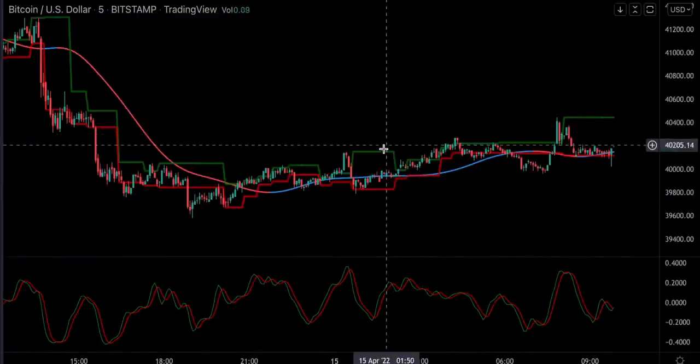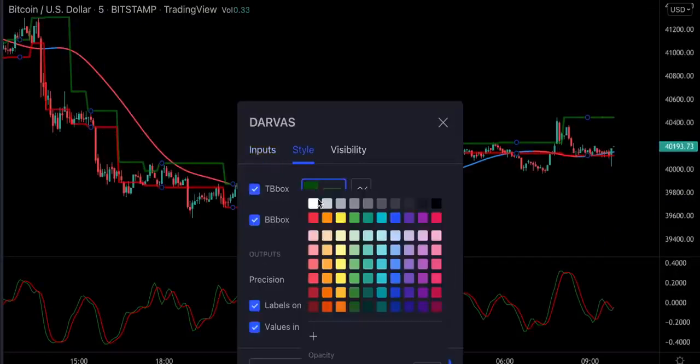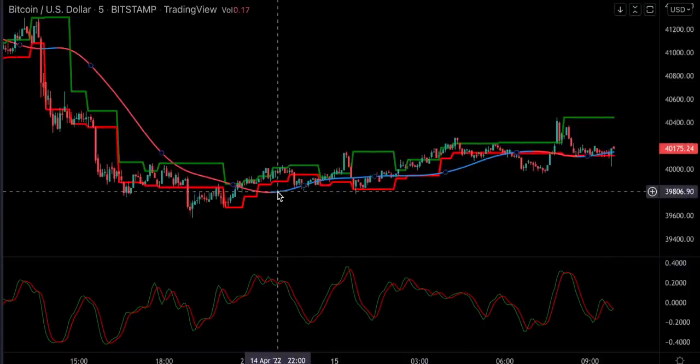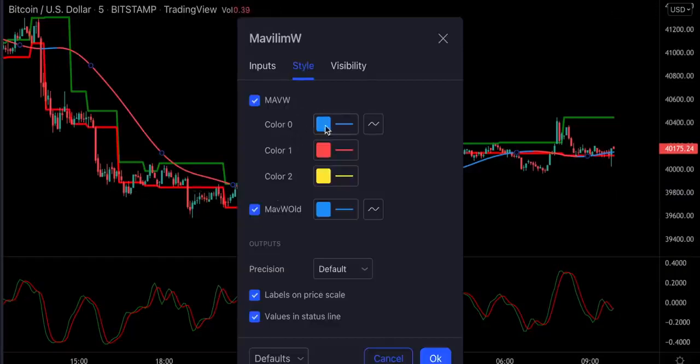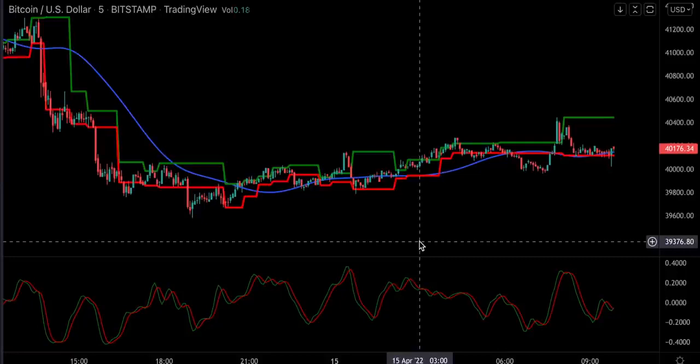Okay, so now let's double click on this Davos Box. We're not going to change the inputs. We're just going to make these lines more visible. So let's add more opacity. Now let's change the settings for this moving average. So first of all, we're going to change the colors. Okay, there we go. Now our system is ready. Let's get into our trading rules.